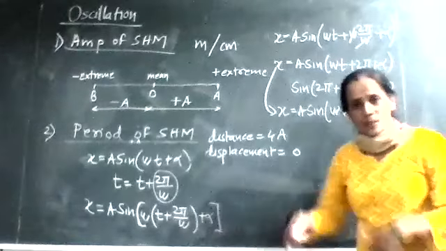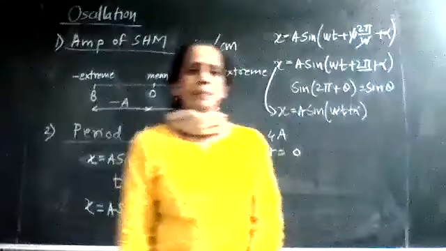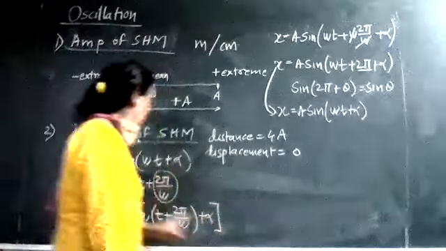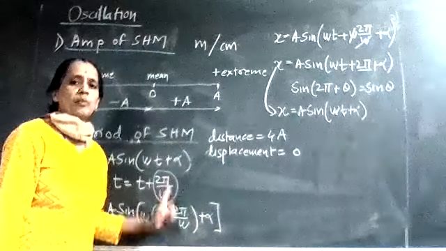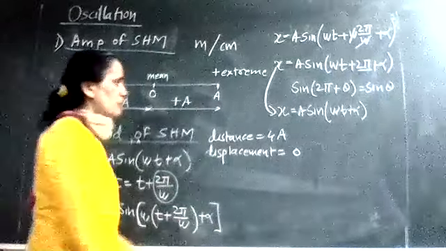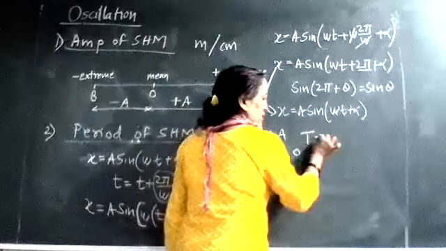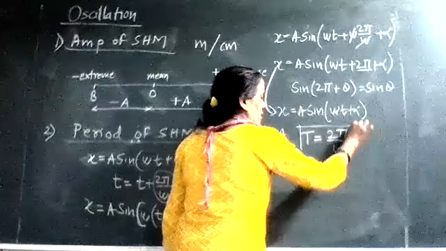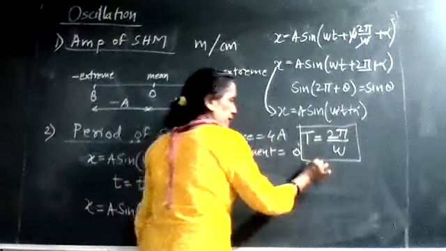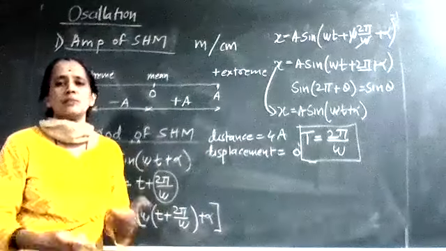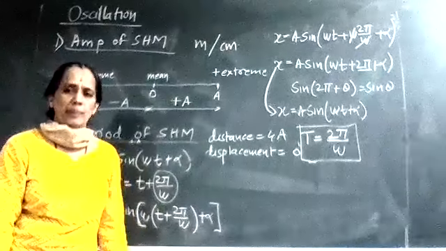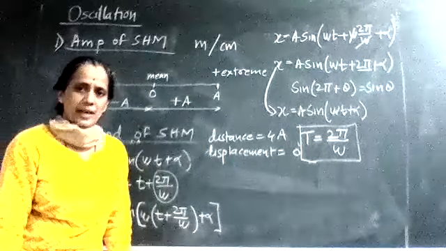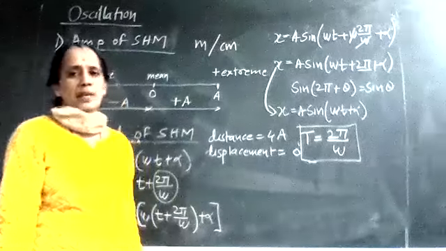It means the displacement of the particle will get repeated after a time interval of what? A time interval of 2 pi upon omega. Therefore, the period of SHM is nothing but 2 pi upon omega. So after this time period, the motion, the displacement of the particle will get repeated. Clear? So this is about the period.